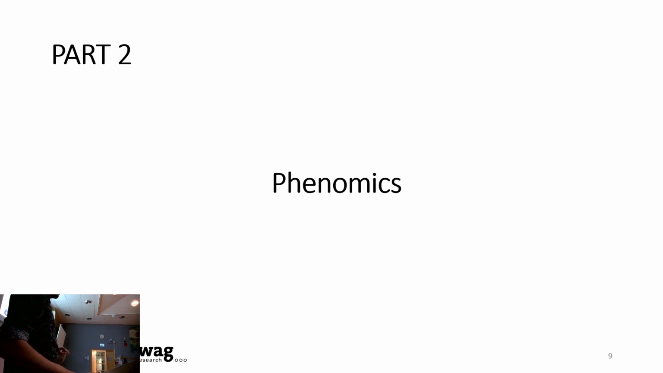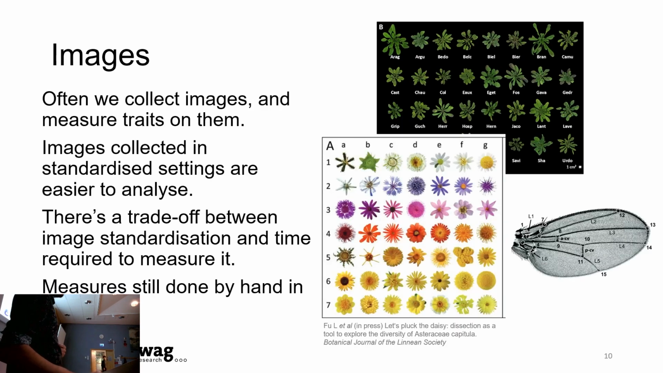Right. So my first part, I call it phenomics, but it's really pure computer vision. We often collect, as biologists, images, and oftentimes we want to measure something on them. This something is, in a lot of cases, traits. And here I present some examples of images that are collected in highly standardized settings, which are highly repeatable, and their signal to noise ratio is quite high.